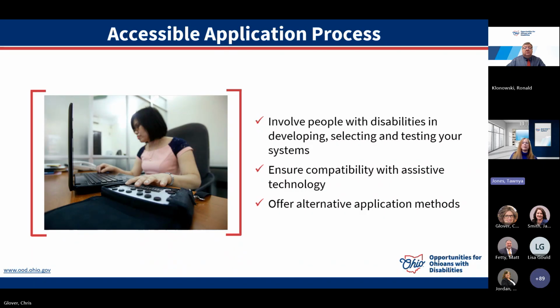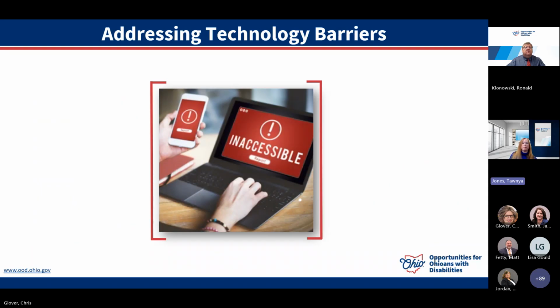So let's take a moment to discuss technology barriers in the hiring process. Technology can make hiring more efficient, but if it's not designed with accessibility in mind, it can unintentionally exclude qualified applicants, especially those with disabilities. Employers are encouraged to evaluate and adapt their hiring tools to ensure they are inclusive. So here are some common technology-related barriers.